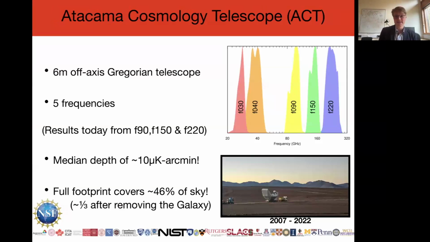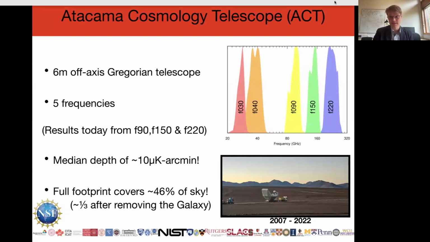So ACT was a 6-meter high-resolution CMB experiment that observed the sky in 5 frequencies ranging from 30 gigahertz all the way up to 220 gigahertz. The data we're going to be presenting today is focused on the 3 high-frequency bands, one centered around 90 gigahertz, a second around 150 gigahertz, and the final one around 220 gigahertz.